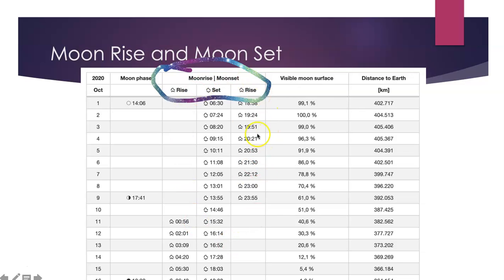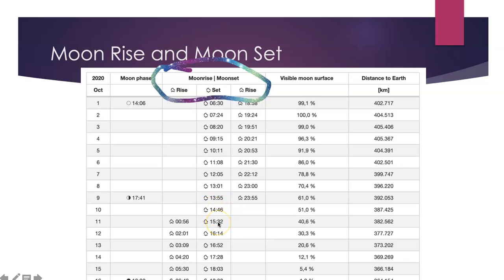If you look carefully at this column, you'll see that for October 1st through 9th, the moon set and then later on it rose during any given day. After the 11th, the moon rose before it set on any given day. And on the 10th, it never rose, it only set.